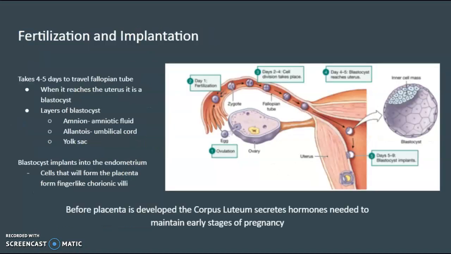So it takes 4 to 5 days for the fertilized egg to make it through the fallopian tubes into the uterus for implantation. When entering the uterus, the egg is now called a blastocyst, which will implant into the endometrium. Cells that form the placenta will form finger-like chorionic villi first. The corpus luteum will secrete hormones needed to maintain early stages of pregnancy until the placenta is finished developing.